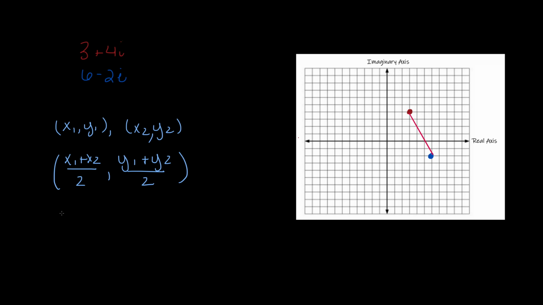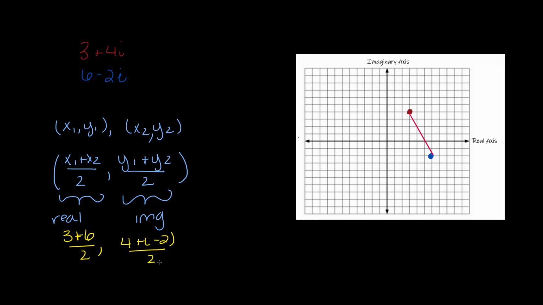In our case, the first piece is going to be the real, and this piece is going to be the imaginary. So we're going to take 3 plus 6, divided by 2, comma, 4 plus negative 2, divided by 2. And here we'll get 9/2, and 2 over 2, which is 1.